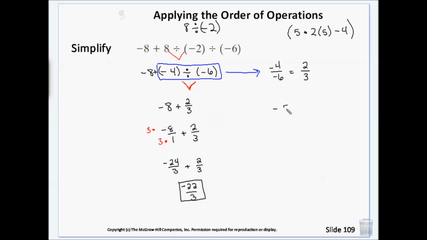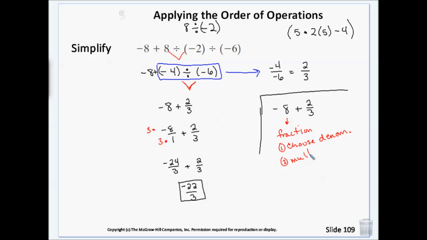Now the other thing I could have done, just as an alternative, if I want to convert this to a fraction, I choose a denominator. Okay, so that's the first step. I choose the denominator, and I want my denominator to be 3. So then I multiply by the chosen denominator and make that the numerator. Okay, so instead of 8, I can say, okay, I want 8 to be thirds, so I'm going to say 8 times 3 is 24. And I can skip right to that step without having to write this middle step in.